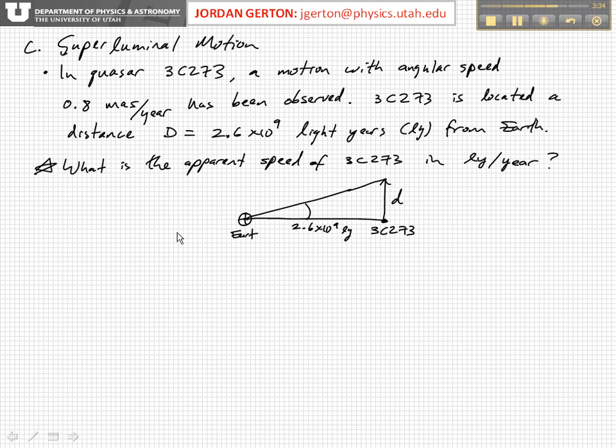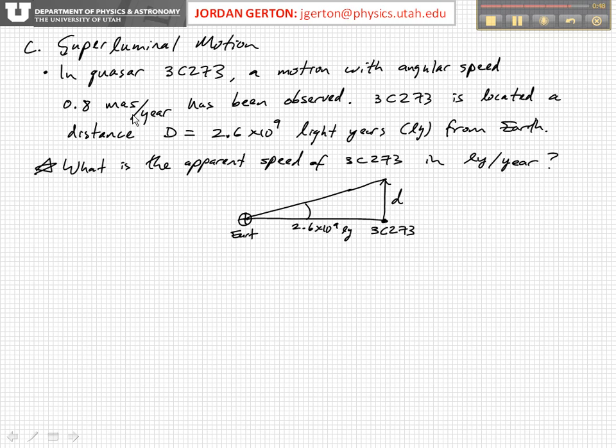Okay, the final effect we're going to consider is superluminal motion, or apparent superluminal motion. Just to set this up, this is based on some real observations. For Quasar 3C273, which is a real named quasar, motions with angular speeds of 0.8 milli-arc seconds per year have been observed. This quasar is located about 2.6 times 10 to the 9th light years away from Earth.